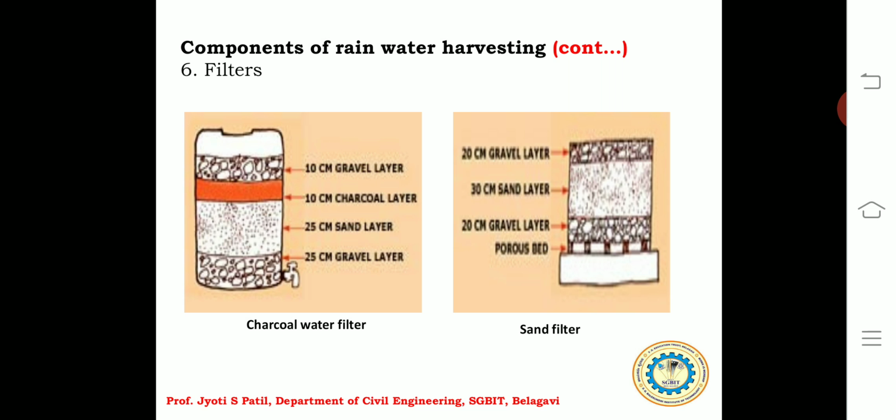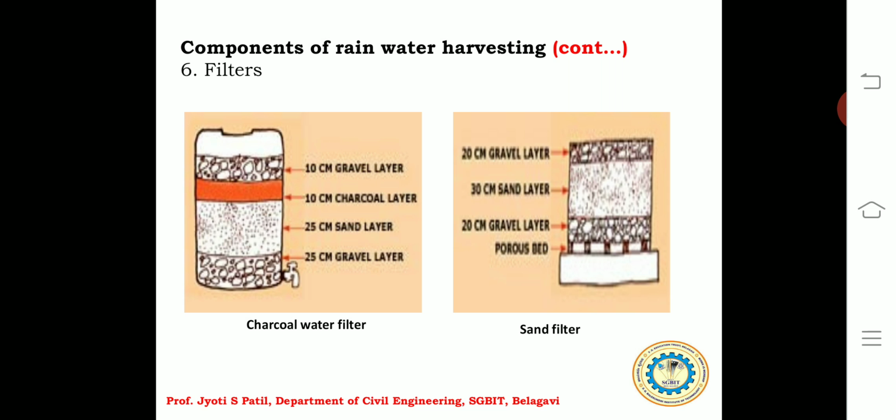The next component is the filter, which plays a vital role. A filter is used to remove suspended pollutants from rainwater collected over the roof. A filter unit is a chamber filled with filtering media such as fiber, coarse sand, and gravel layers in order to remove debris and dirt from water before it enters the storage tank or recharge structure. Charcoal can be added for additional filtration.